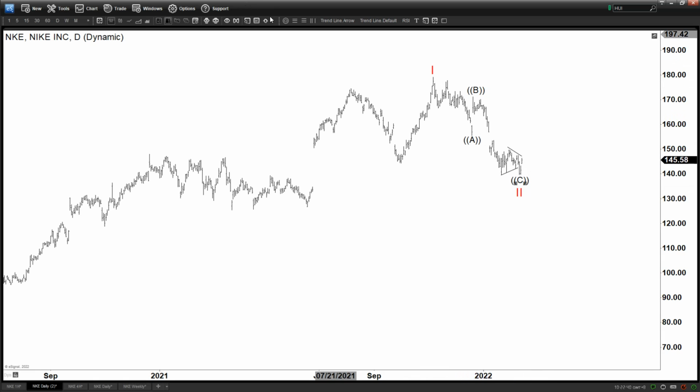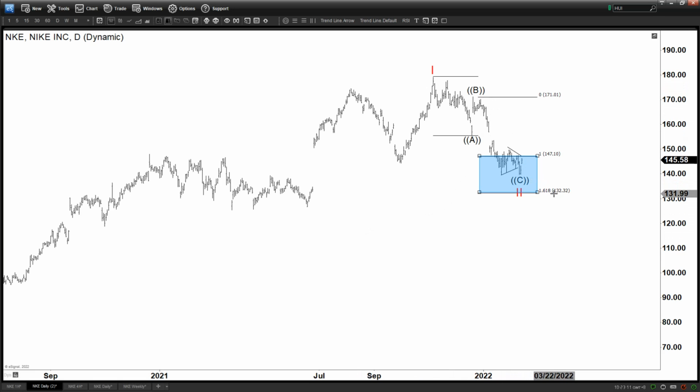Now, you can see right here, if you measure the AB, from the peak here, you hit the 100% extension area, right? That's typically when a 3 swings is going to finish, whether it's ABC or a WXY. That will usually be where it ends, if it is a corrective structure.